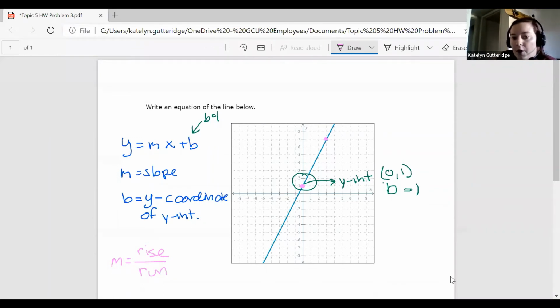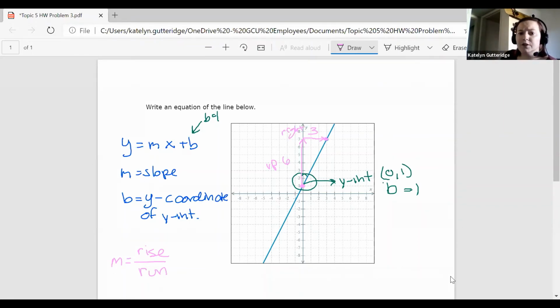Okay, so from the leftmost point, I always start with the leftmost point. I am going to stair step my way up to the point on the right. So starting with this point here, I have to go up 1, 2, 3, 4, 5, 6. So I'm going up 6. And then I have to go over to the right 3.